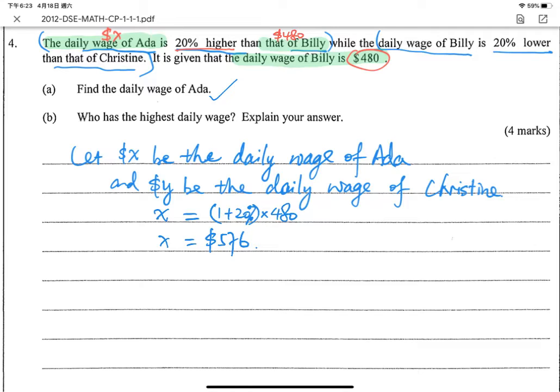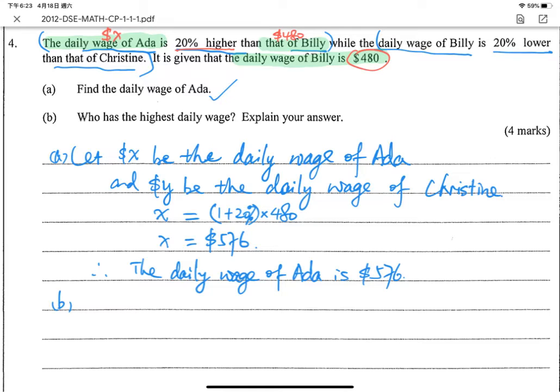Therefore, the daily wage of Ada is $576. Now looking at part B, who has the highest daily wage? If we have Ada's daily wage, Billy's daily wage, and also Christine's daily wage, then we can compare who has the highest. So we need to find out the daily wage of Christine.